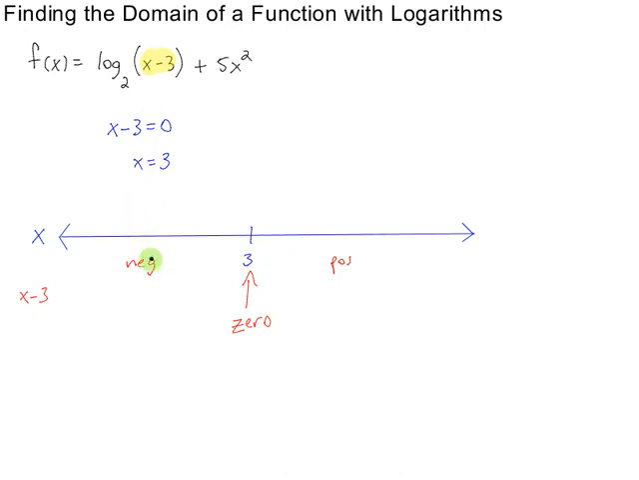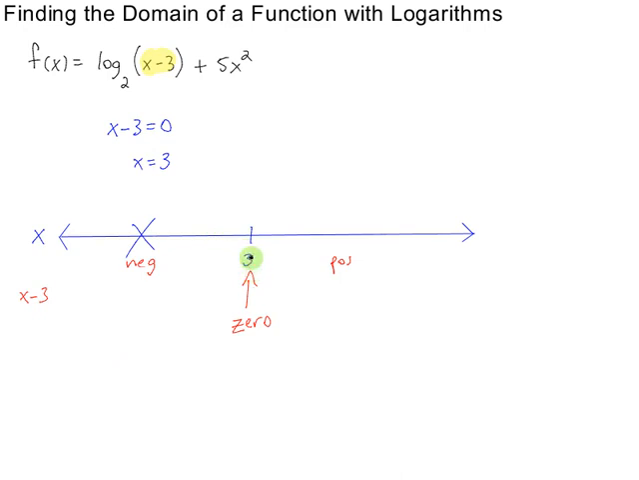Now, I have to decide if x minus 3 in this function can be negative, 0, or positive. Well, x minus 3 cannot be negative. We can't take the log of a negative number. And in fact, if you want to try it in your calculator, do it, and you'll see that you'll get some sort of error. So that means no number from this region is in the domain, because these are the x values, this will be our domain.